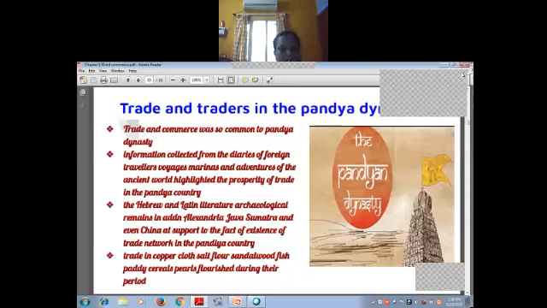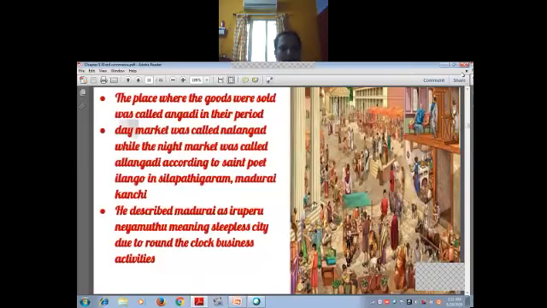You know very well, in the Pandya dynasty so many foreign travelers came to India and started doing trade. Many cloths, salt, flour, sandalwood, fish, paddy, cereals, and pearls were traded. Through Alexandria, Java, Sumatra, and even China, they support the facts of existence of a trade network in the Pandya country. Okay, the place where the goods were sold was called Angadi in their period.